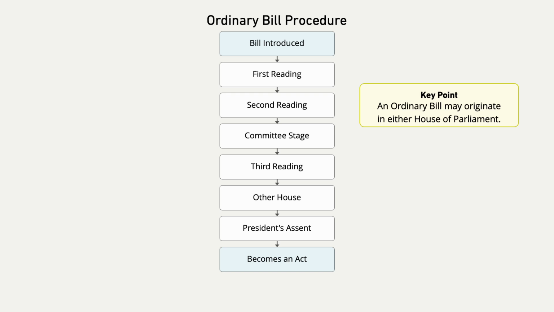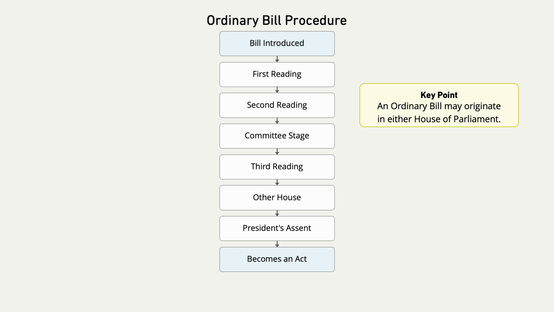Then the third reading. The second reading has a general discussion, a very long process, and then it goes to the committee stage. The committee stage will analyze it, and then the third reading is the final stage. Only a brief discussion takes place in that stage. In the third reading, the House votes on the bill as a whole. That's when the voting is done. Once it's approved, it is sent to the other house.